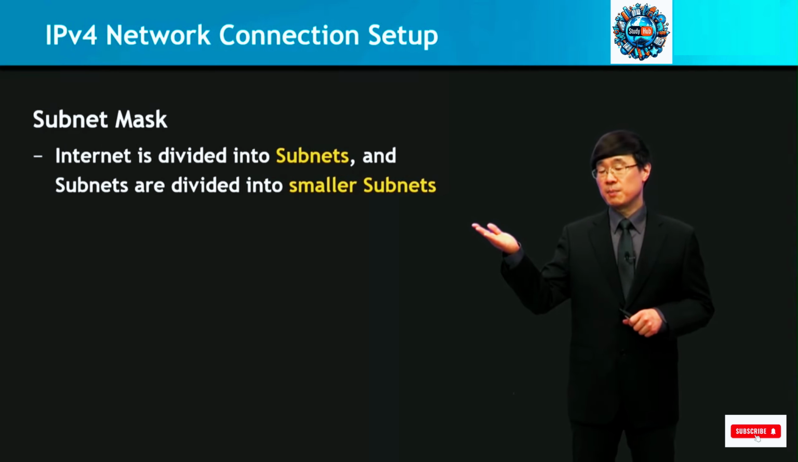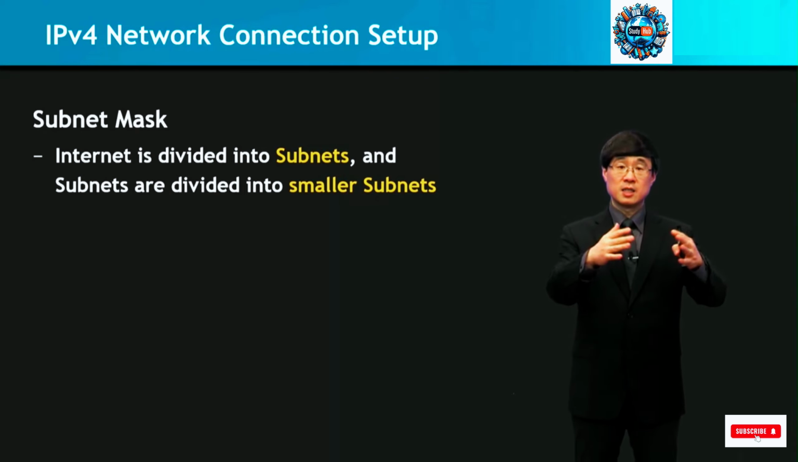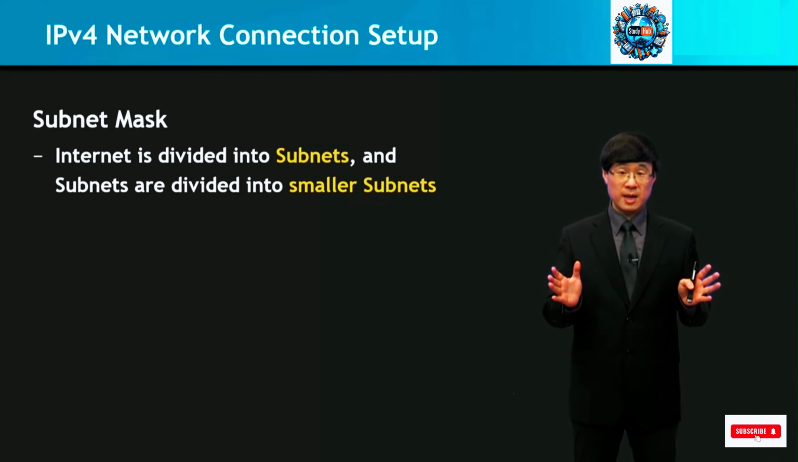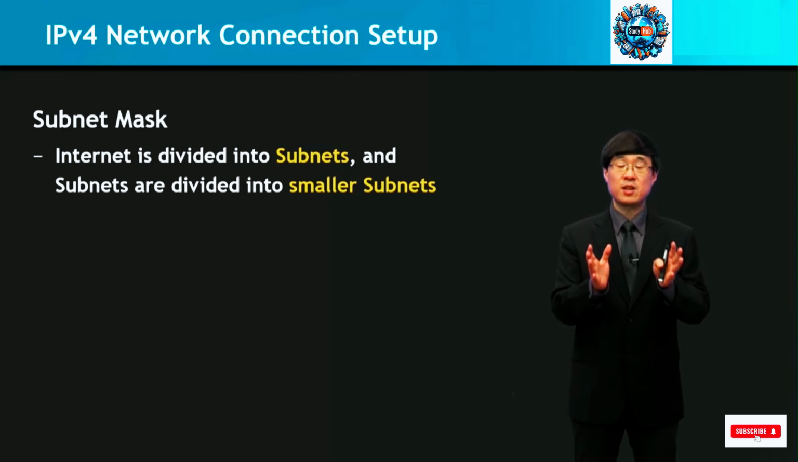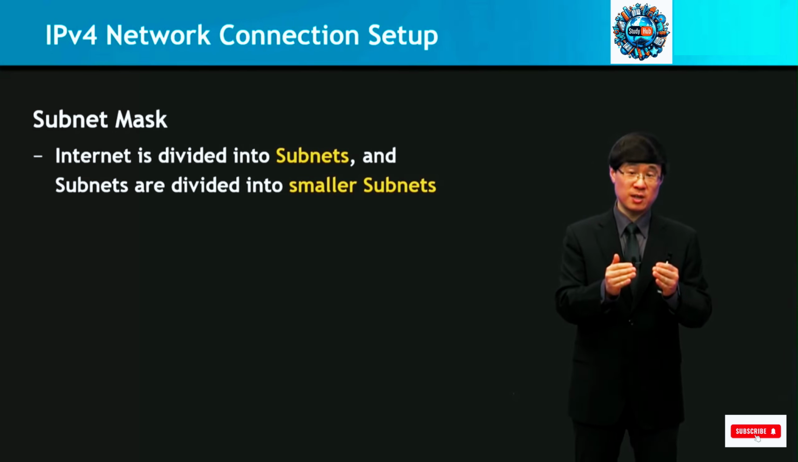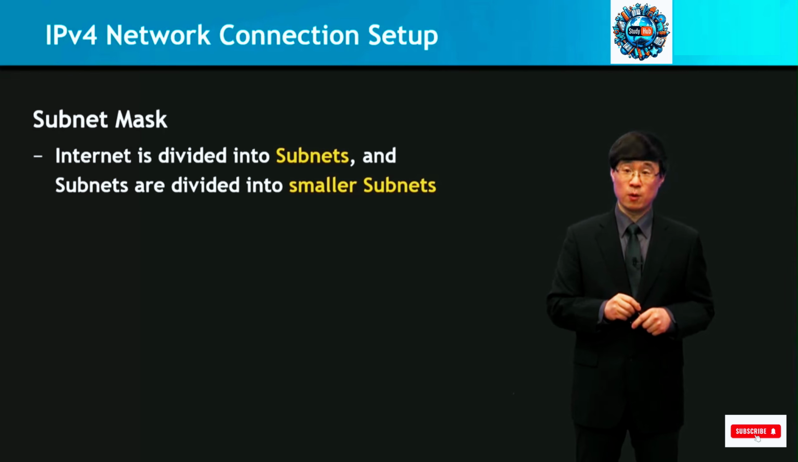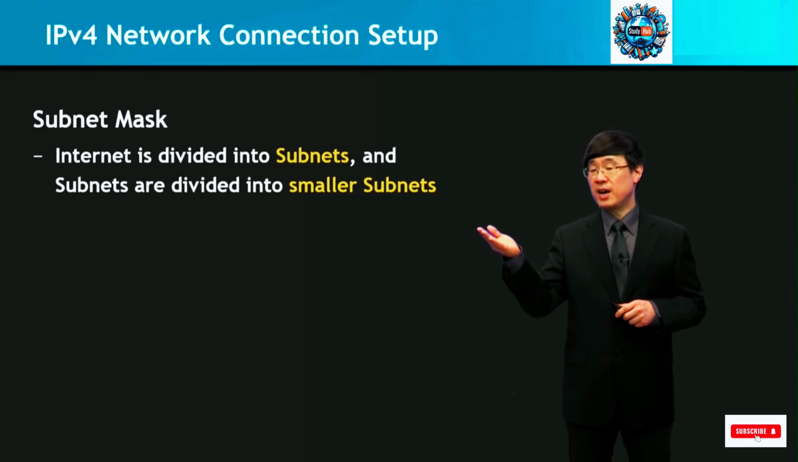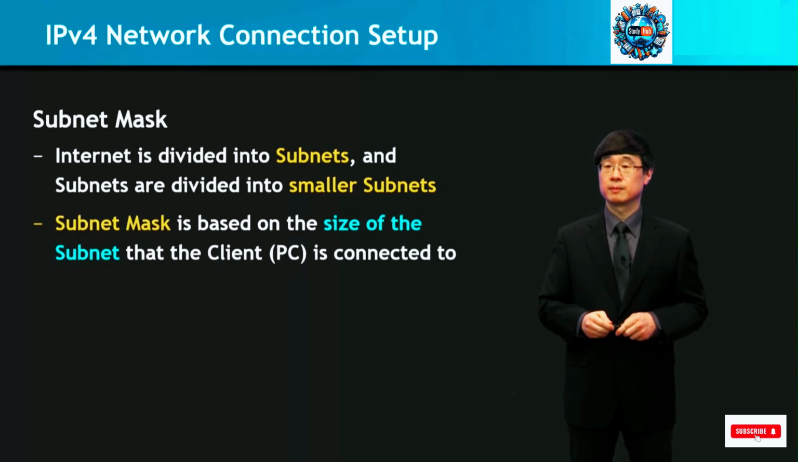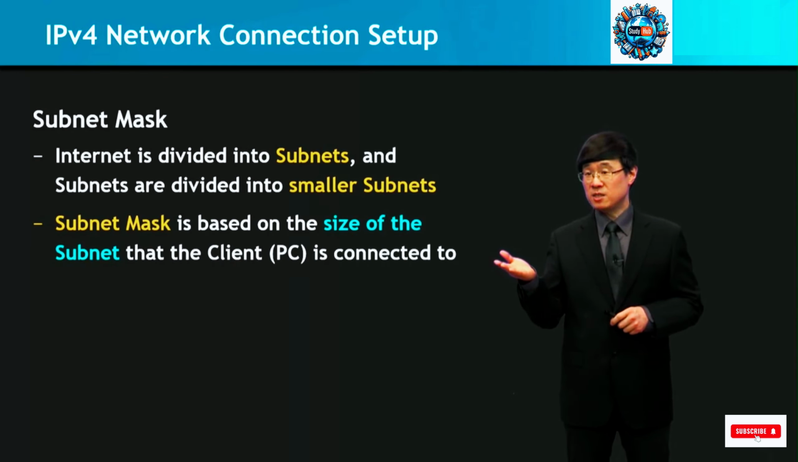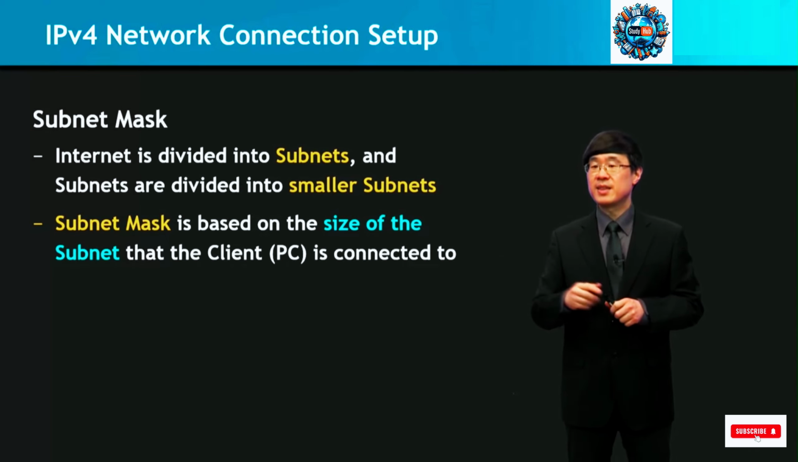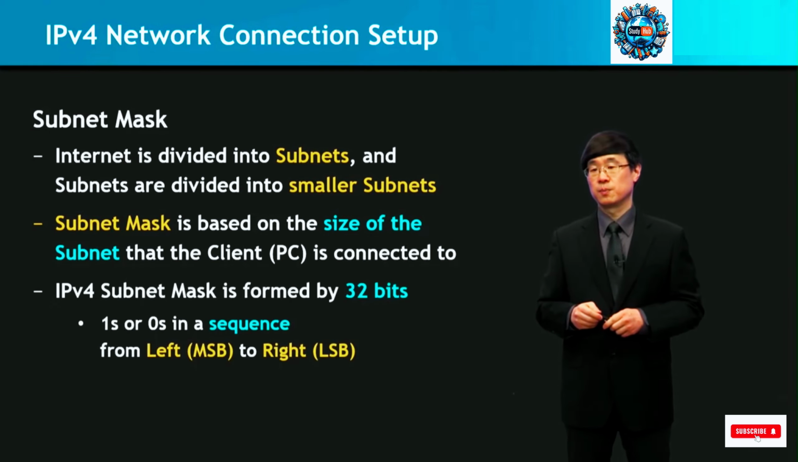Now, subnet mask. The internet is divided into subnets. These are subdivisions of the overall internet, and they divide it this way so that the networks are groups that are managed together, and it helps the routing to be much more efficient and scalable. So therefore, the internet is divided into subnets, and subnets are divided into smaller subnets within. A subnet mask is based on the size of the subnet that the client, the PC, is connected to.